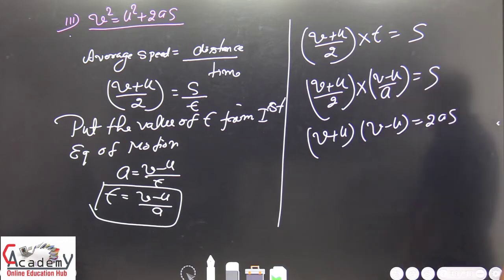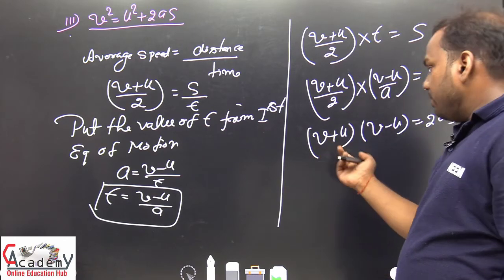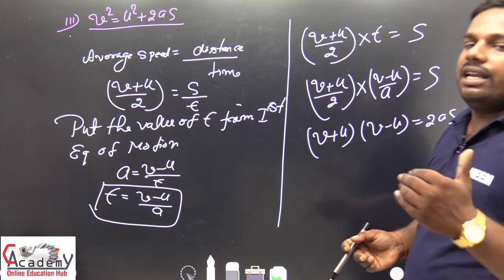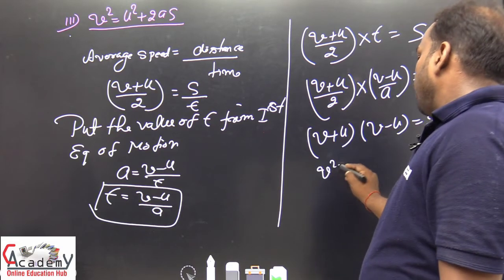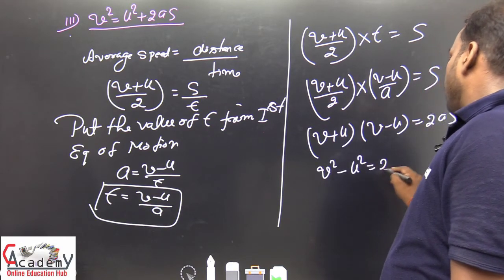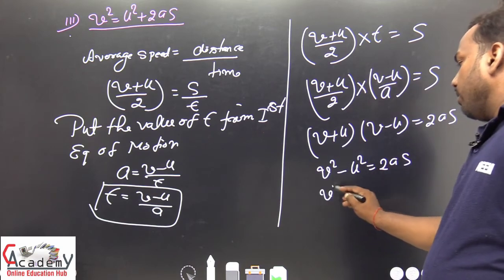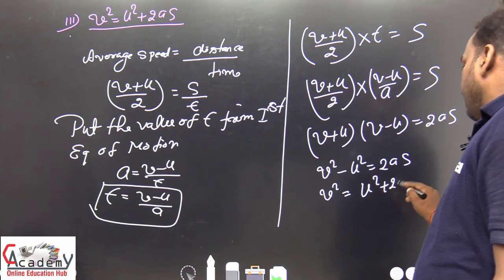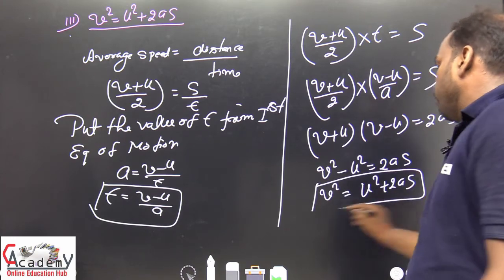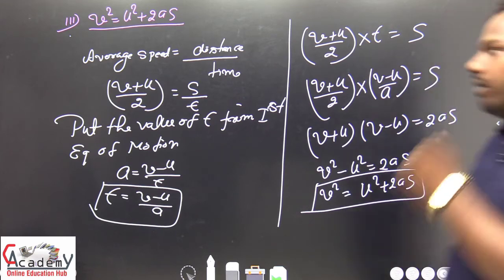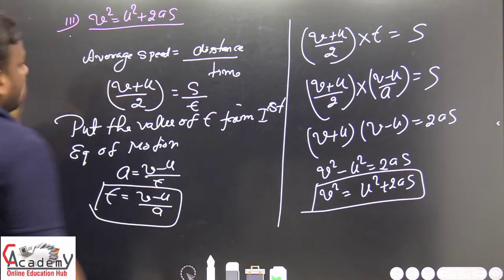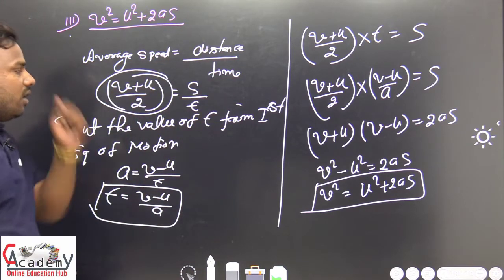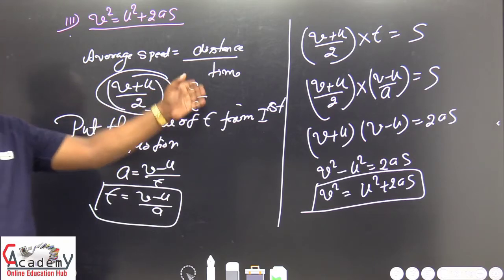We already know in mathematics, what do we get from (a plus b) and (a minus b)? We get a square minus b square. Then we get v square minus u square is equal to 2as. Shifting u, we get v square is equal to u square plus 2as. That is the third equation of motion. Is that clear? Okay, how did we get the third equation of motion? Firstly, we know that average speed is equal to distance upon time, and here average speed is (v plus u) by 2, equal to s upon t.